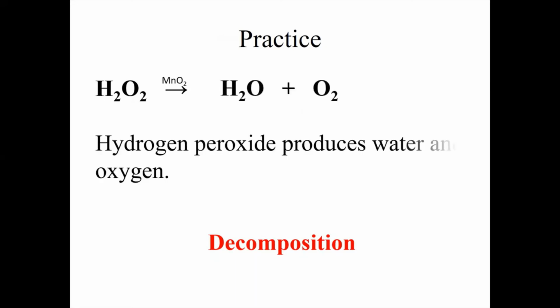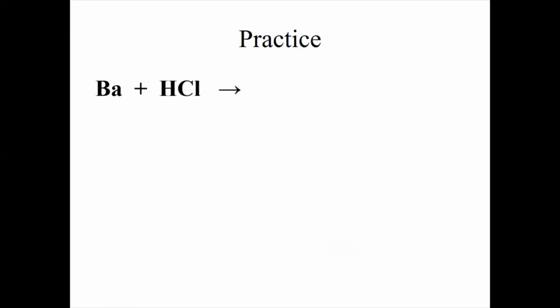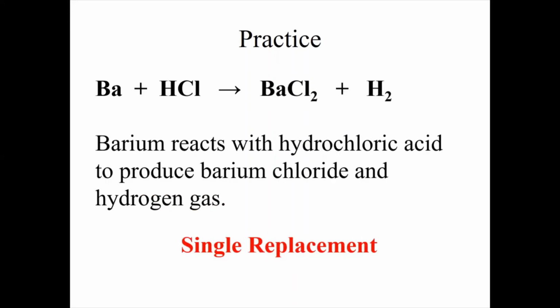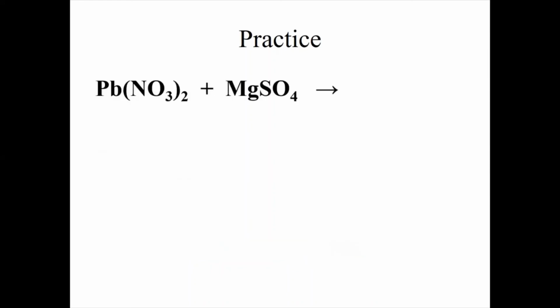Water and oxygen are the products. Your second example, barium reacting with HCl, hydrochloric acid. Now here we have an element reacting with a compound, so what do you think? Did you say single replacement? Barium will replace the hydrogen because it would be most attracted to the anion chloride in the compound, producing barium chloride and hydrogen gas.